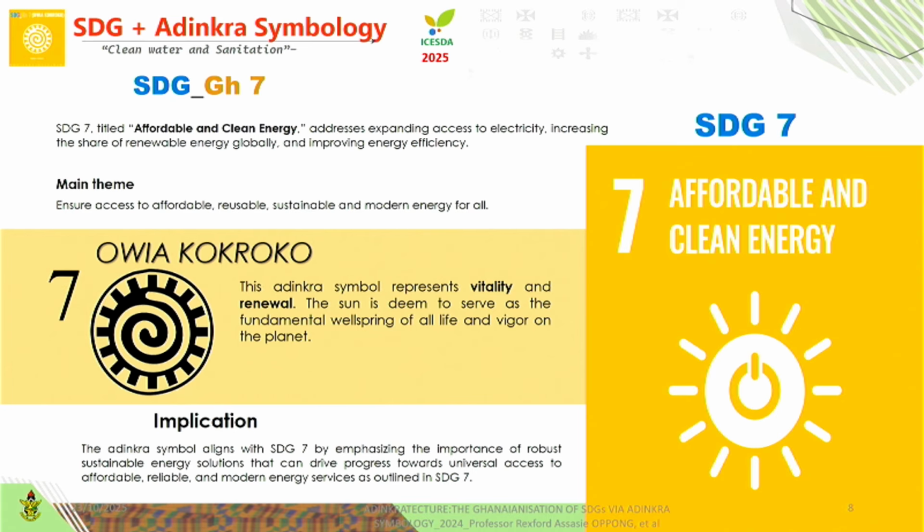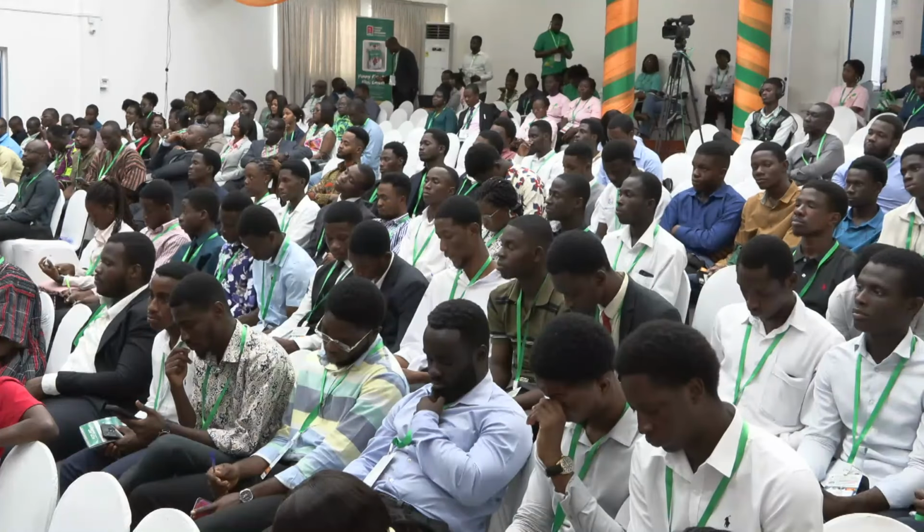And the Adinkra symbol we chose was the Oria Kokroko, which is a symbol of the awesomeness of the sun. We are all alive. Most of the living things in this world are powered by the energy from the sun. And we've chosen this symbol to represent the vitality and strength we gain from the sun. Also, the sun provides a sustainable source of energy, solar energy, which we can harness to achieve sustainability in our part of the world.